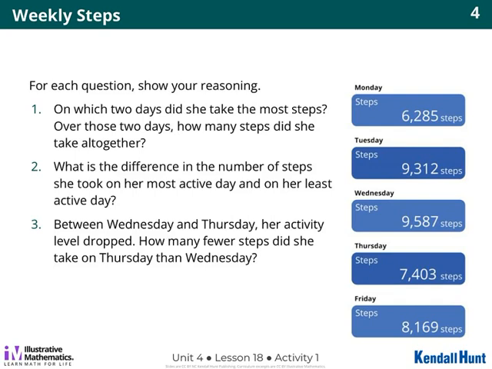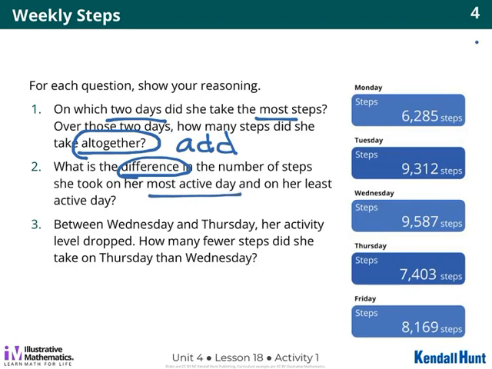Looking at these questions, guys, number 1, on which 2 days did she take the most steps? Over these 2 days, how many steps did she take altogether? If it says altogether, do you add or subtract? Add. Number 2, what is the difference in the number of steps she took on her most active day and on her least active day?